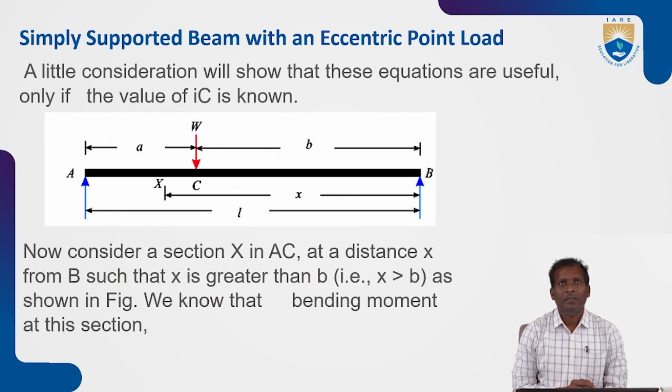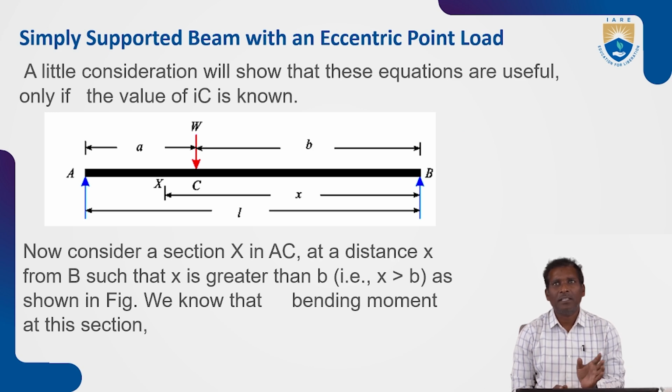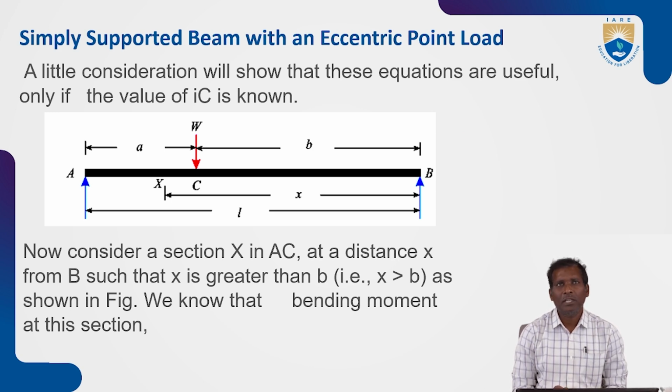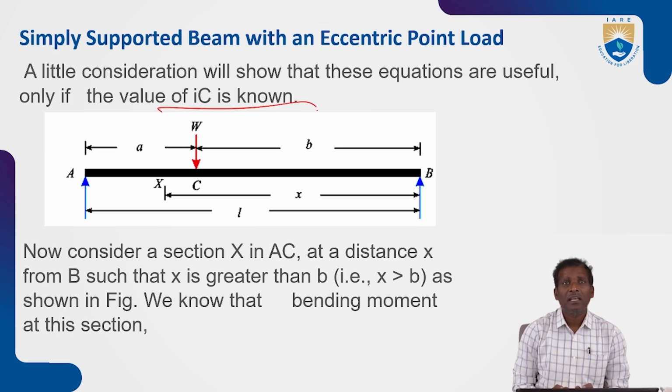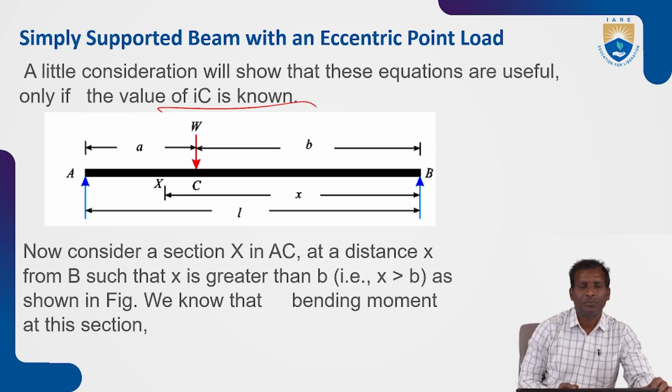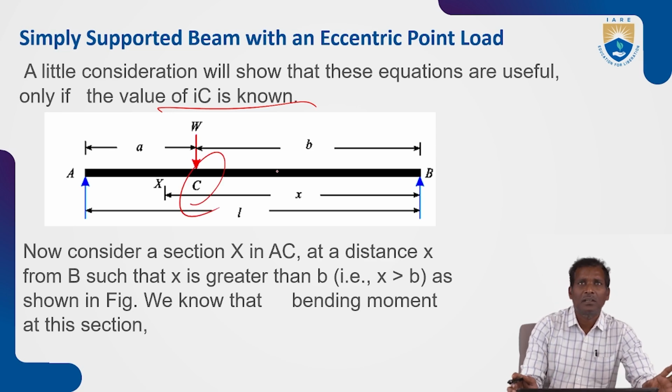With a little concentration, you will see that these equations are useful only if the value of theta C is known, that is, the slope at C is known. If the slope at C is known, these equations are useful. If you don't know the slope at C, they are not useful, and you can't calculate the deflections.